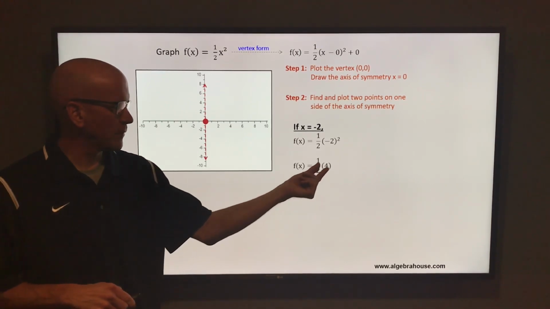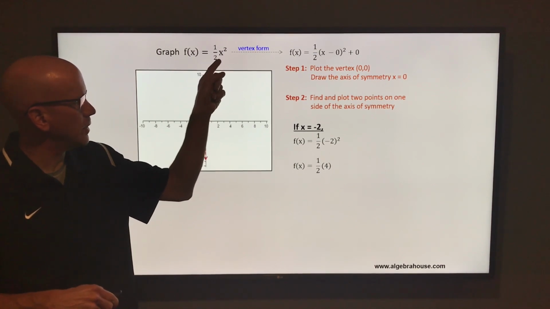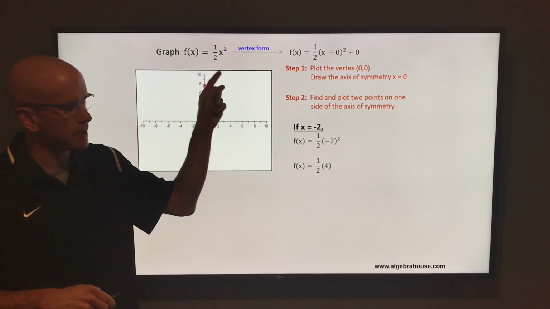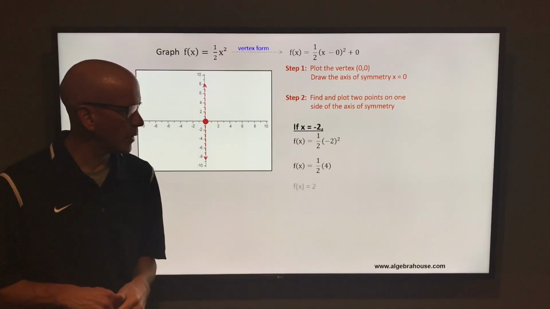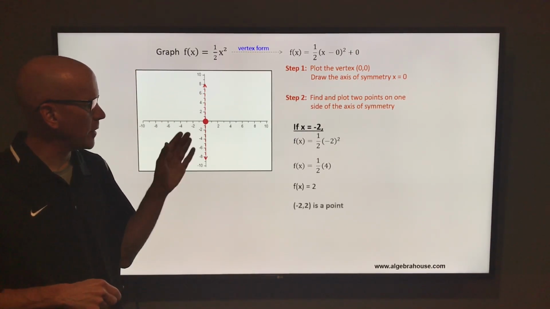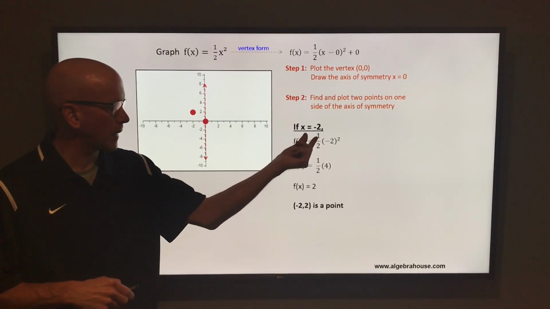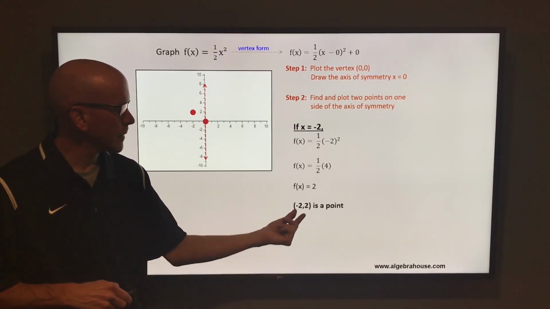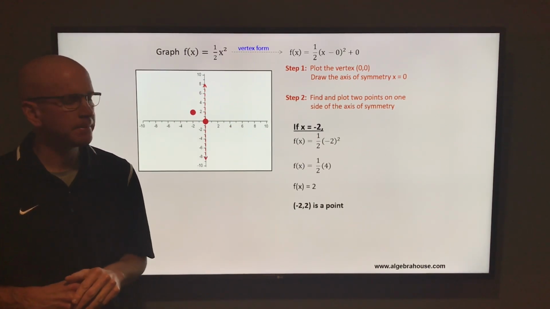If you put negative 2 in for x, it'd be 1/2 times negative 2 squared. So we're substituting negative 2 in for x into that quadratic function. So 1/2 times negative 2 squared, that is going to be 1/2 times 4, and half of 4 is 2. So 1 point on this parabola would be at negative 2, 2. We put negative 2 in for x, we got a y value of 2. So negative 2, 2 is a point on the left side of that parabola.